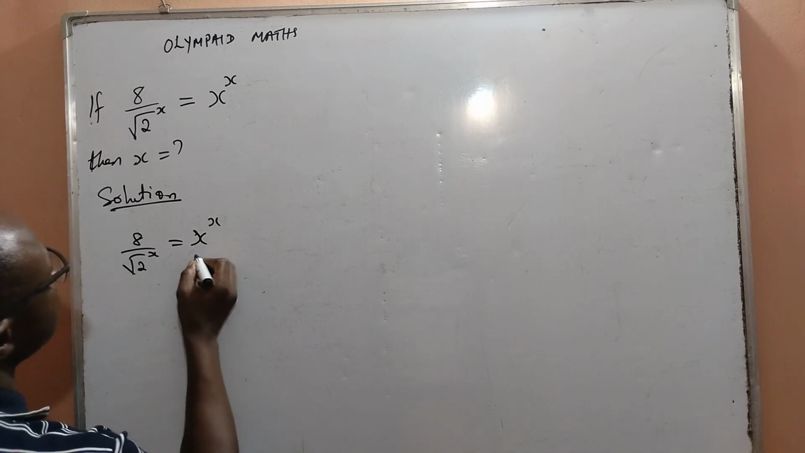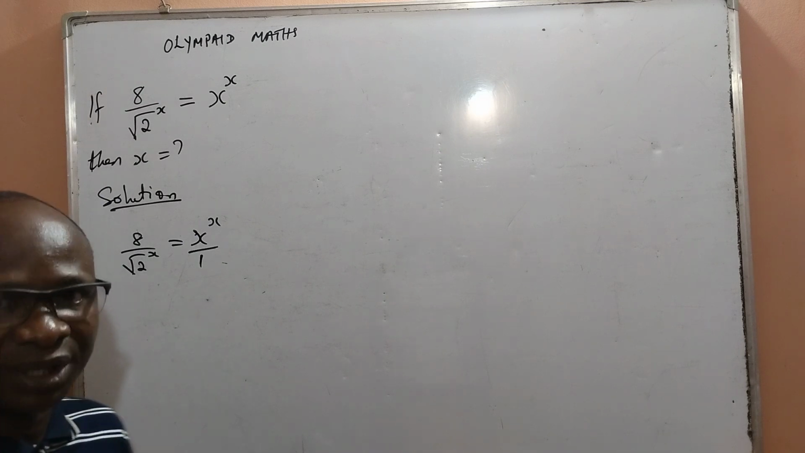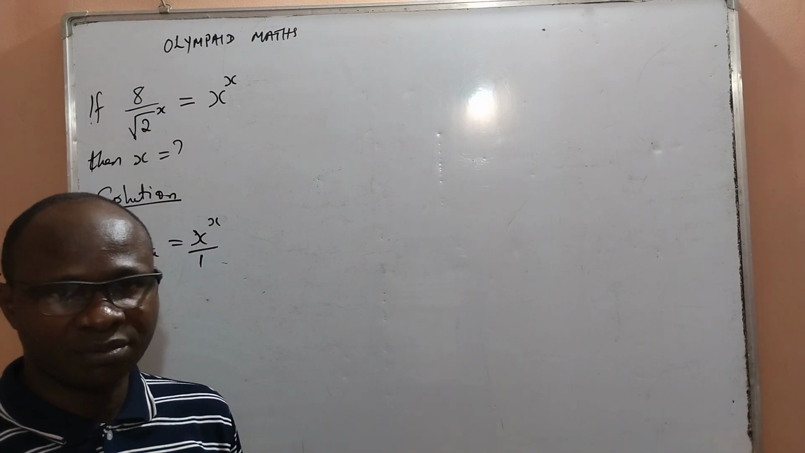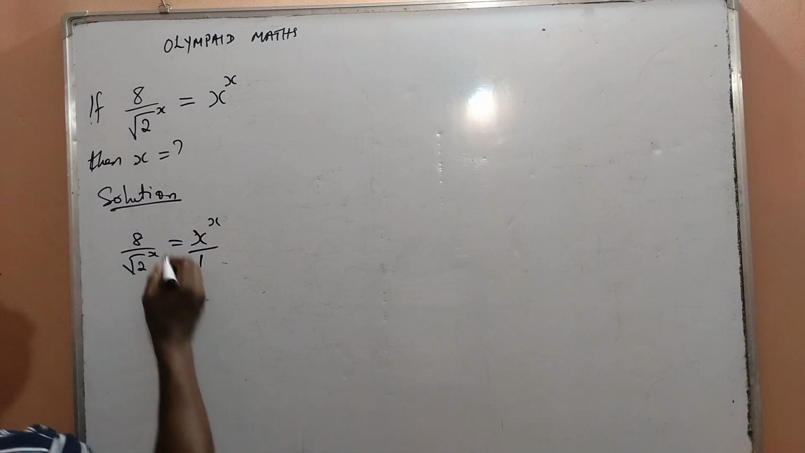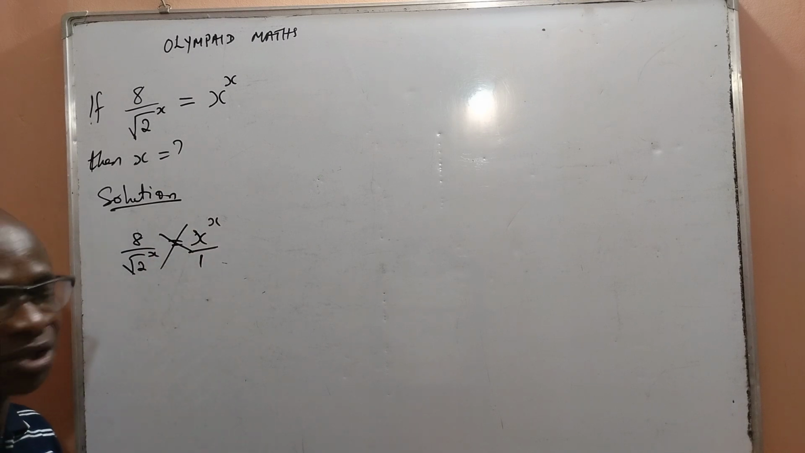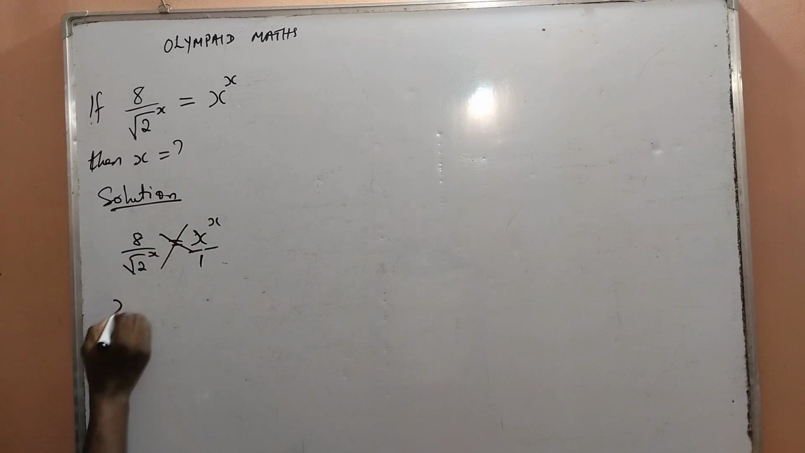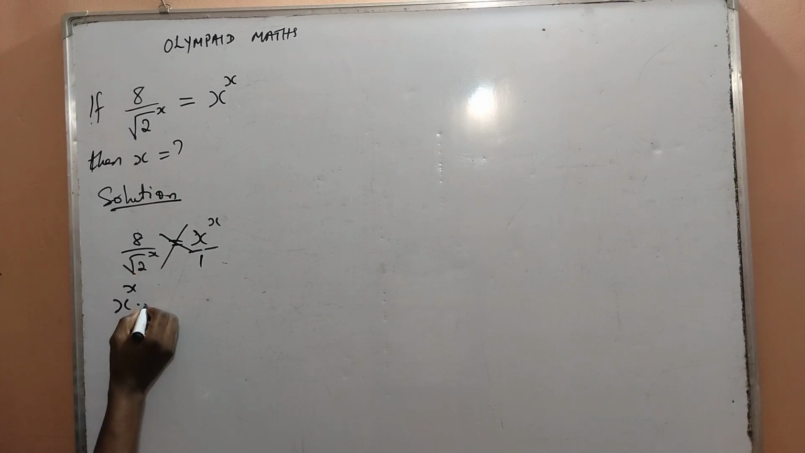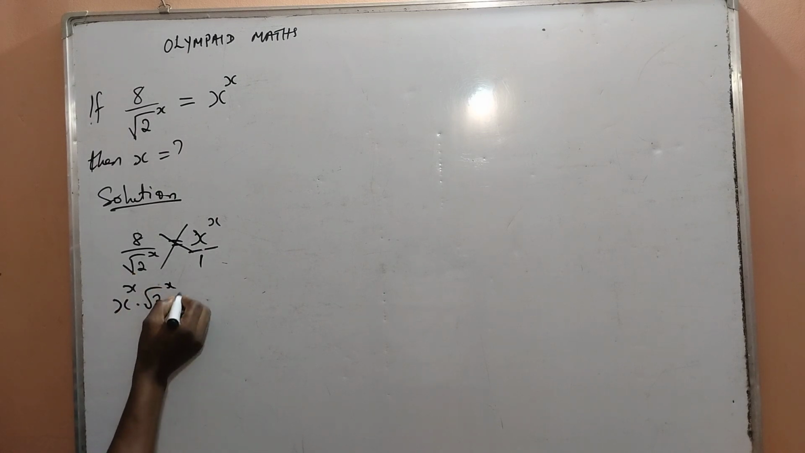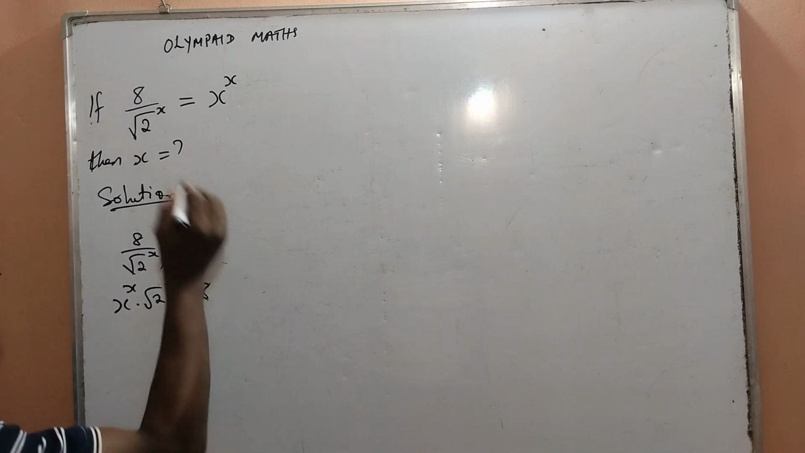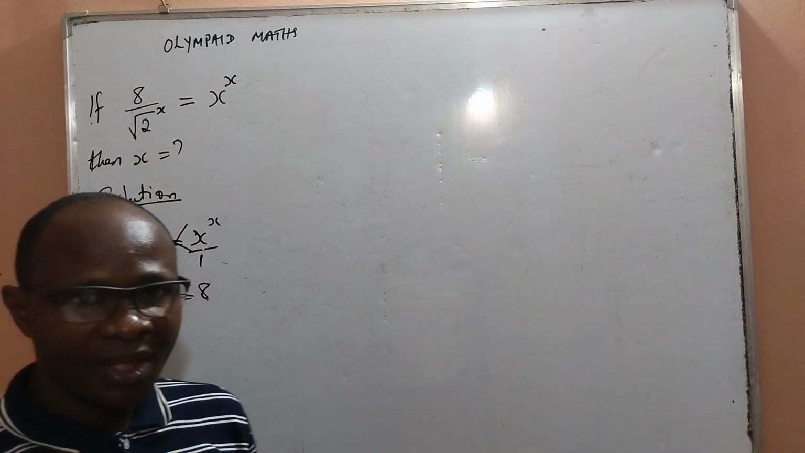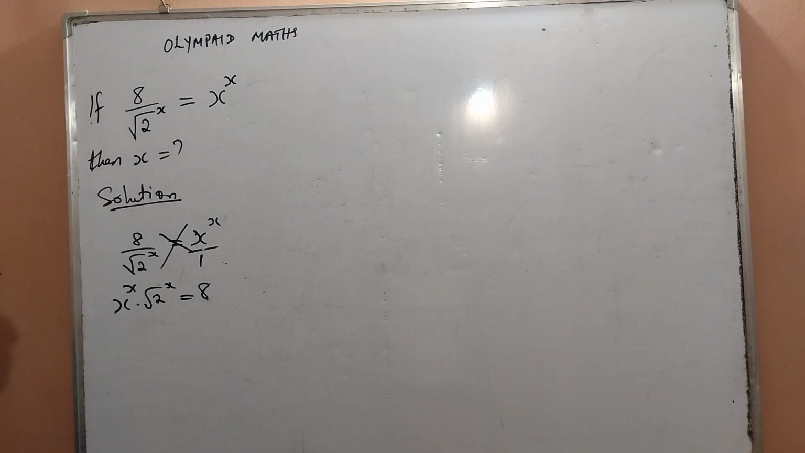First and foremost, I want to make the right hand side to be a fraction over 1. That means I can take the first step to be a cross multiplication. X raised to the power x, we multiply the square root of 2 raised to the power x, and 1 we multiply 8 to give me 8. At this point, what do we do next?